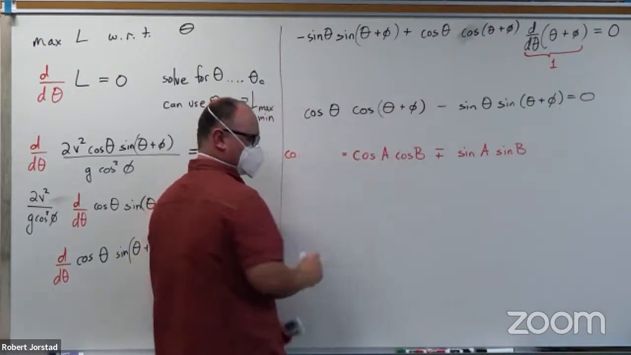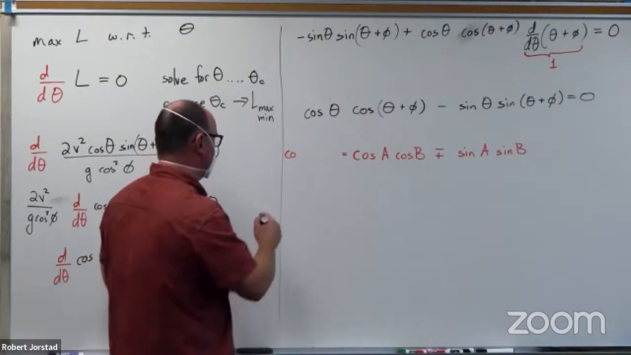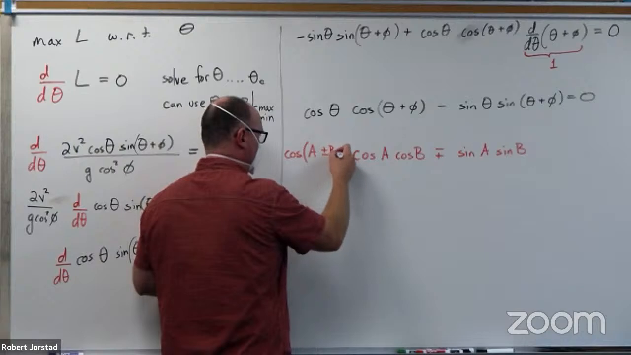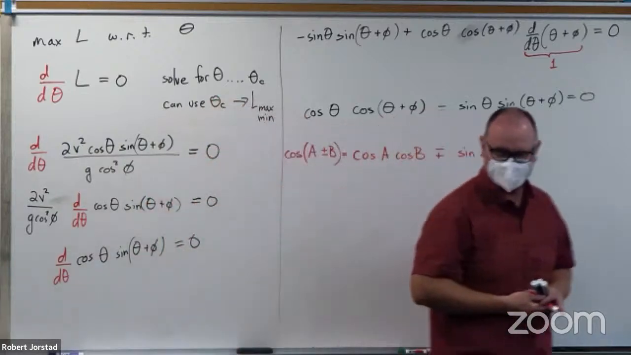Was it cosine or sine? I don't want to split the identity. Cosine. Now I want to explain to you carefully how this works.